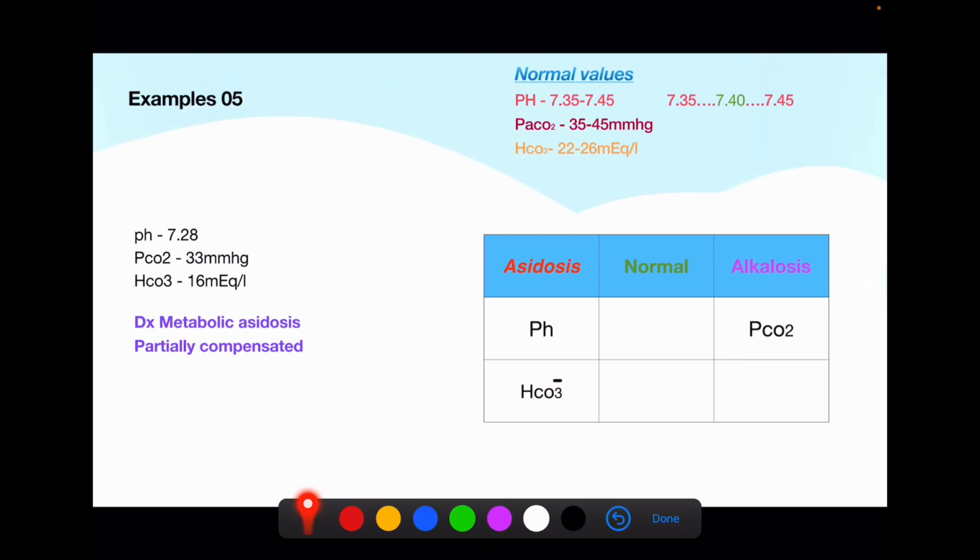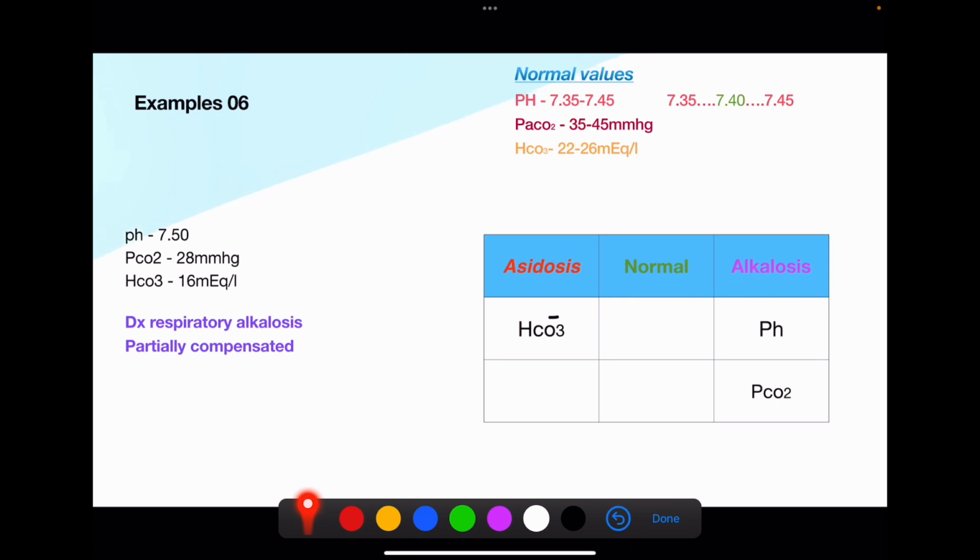Metabolic origin acidosis. Whether this is partially compensated, fully compensated or uncompensated, definitely that is partially compensated. Your pH is still in the acidosis range, but the body tries to compensate by hyperventilating the patient and removing carbon dioxide. That's why we can say this is a metabolic acidosis partially compensated.